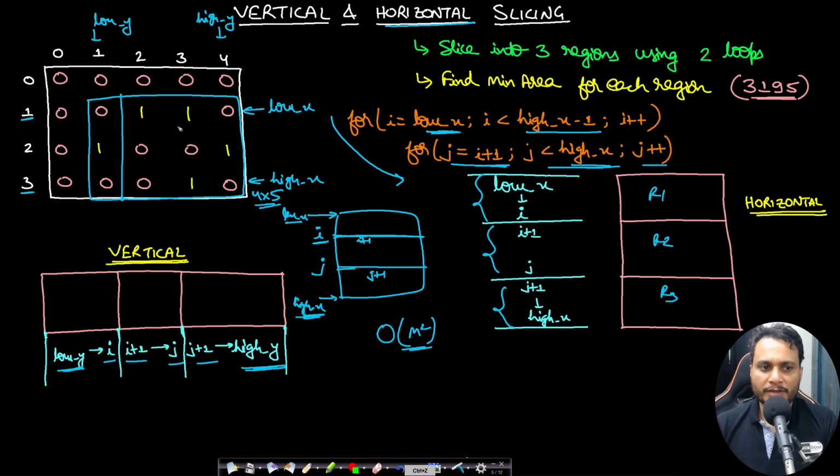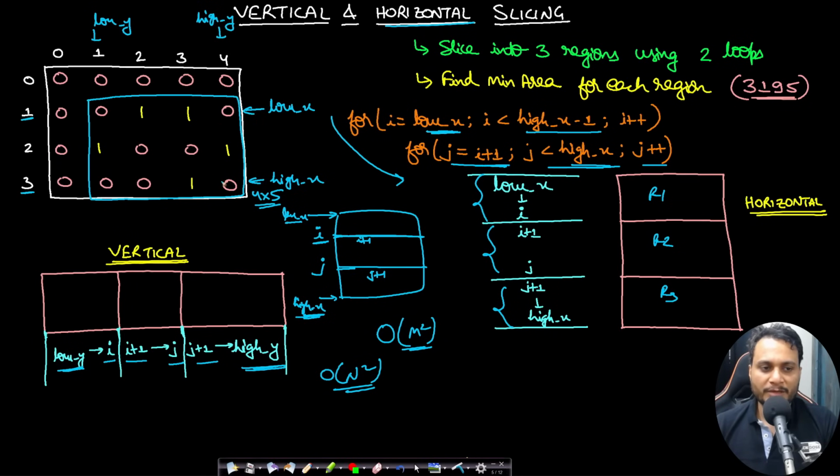And is this the only way? No, this is not the only way. You could have done this slicing as well, or you could have done this slicing too. So the total combinations will be order of n square combinations. So this is how you do vertical and horizontal slicing.